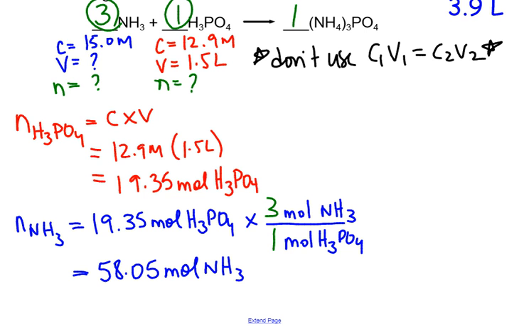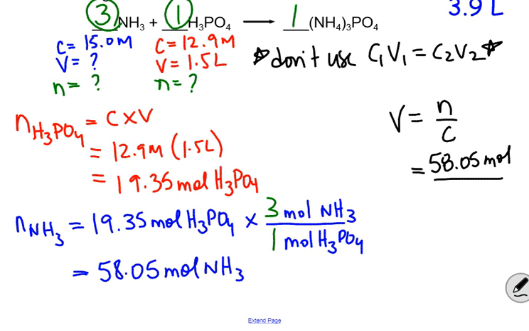Now the final step is going to be to calculate the volume. So volume is moles over concentration. Now I take my 58.05 moles and I divide it by the concentration that was given to me in the problem, which was 15 molar. So if I do that, I get 3.87 liters.